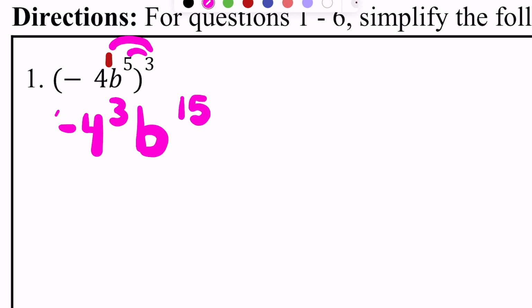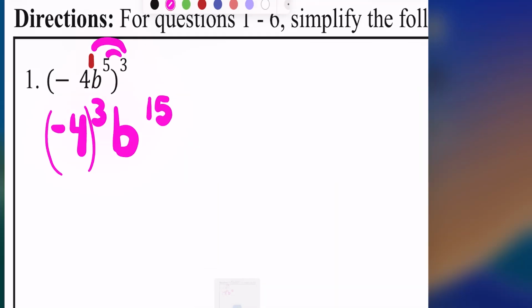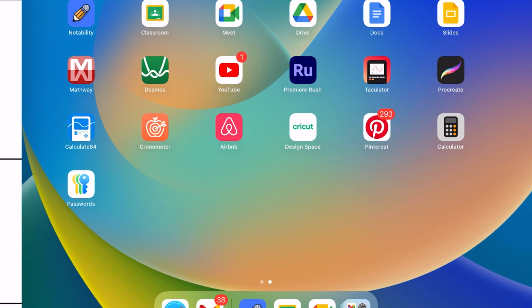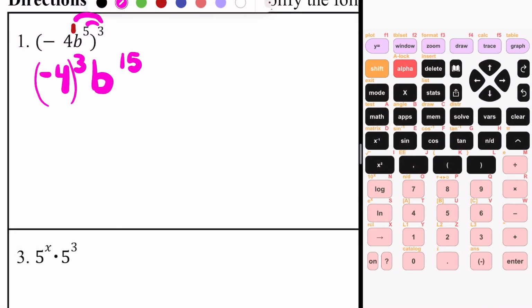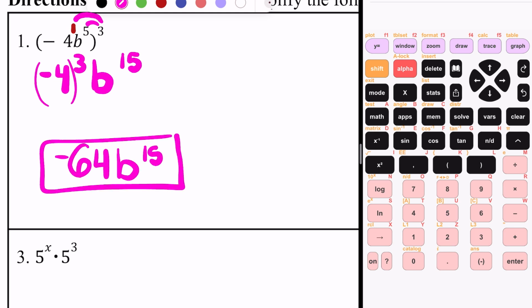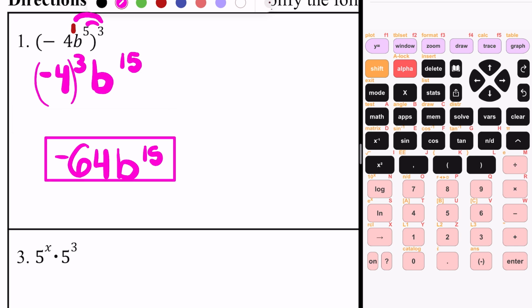Now, the only thing you can do here is -4 to the third. I want you guys to get in the habit of putting this negative in parentheses and then cubing it. So let me go ahead and open up the calculator because that will definitely help us here. So we are doing -4 to the third power. Let's see what that gets us. -4, raise it to the third power. That is -64. And b to the 15 just stays the same. And that is our final answer. That is power rule, where you multiply the exponents.